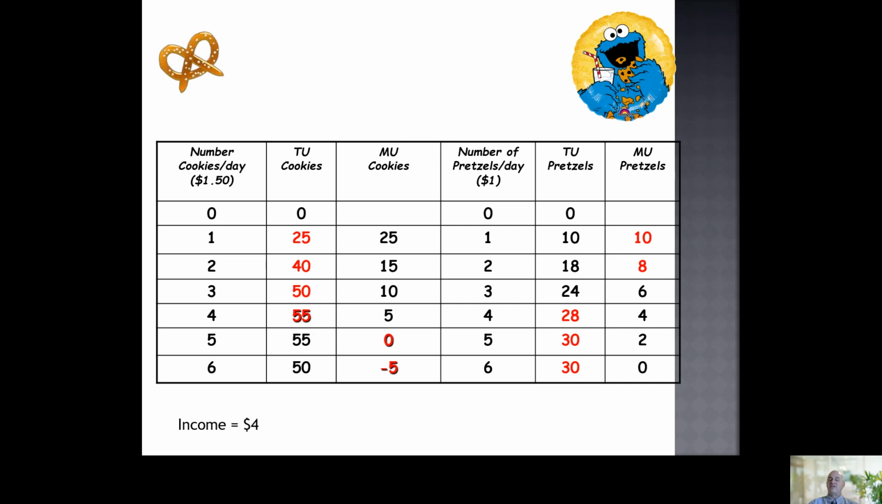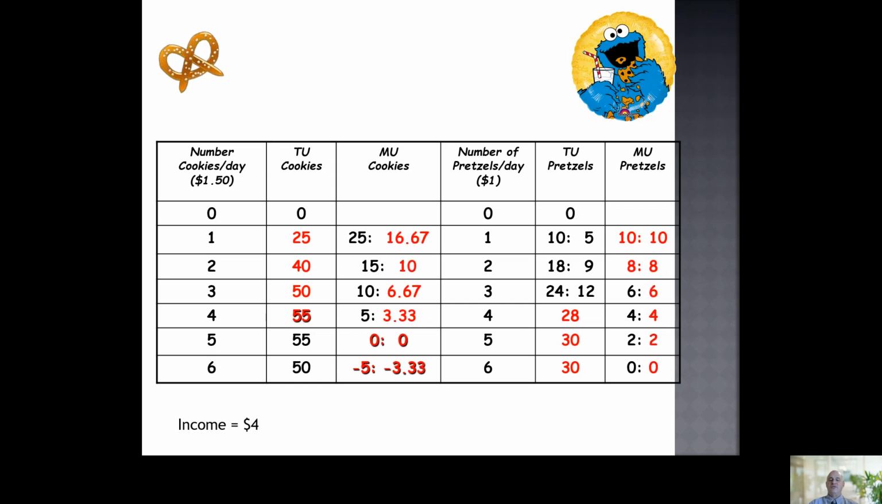Okay? So then you have to calculate your marginal utility to price ratios and find that combination at which your marginal utility to price ratios are equal to each other. So again, you will take your marginal utilities and divide them by prices. So 25 divided by $1.50 is 16.67. 15 divided by $1.50 is 10. And you find that the combination that is going to maximize your utility is where those ratios are equal to each other and you can afford them.